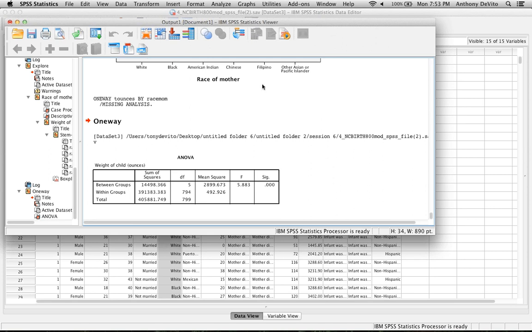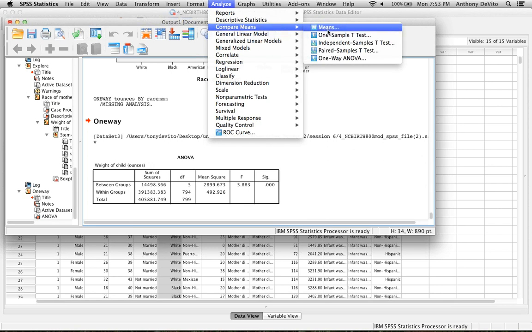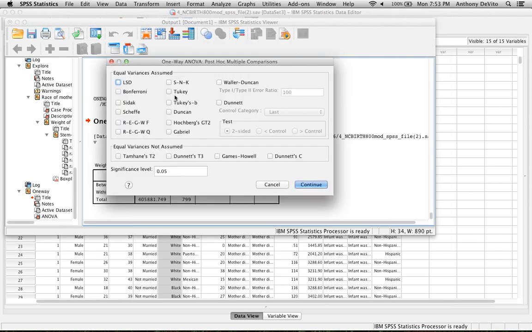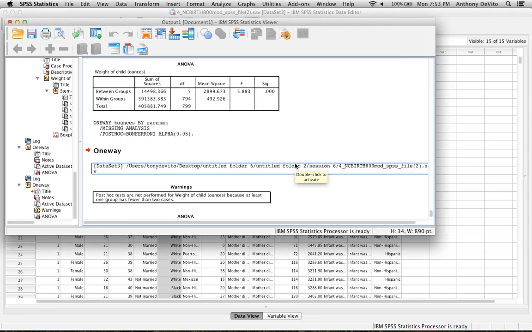Now, of course, if we want to know which groups are different, we have to go to Analyze and repeat the analysis, Compare Means. So this time we're going to turn on post hoc tests. I'm going to use Bonferroni because that's more conservative. I'm going to click OK. I don't like making alpha errors.